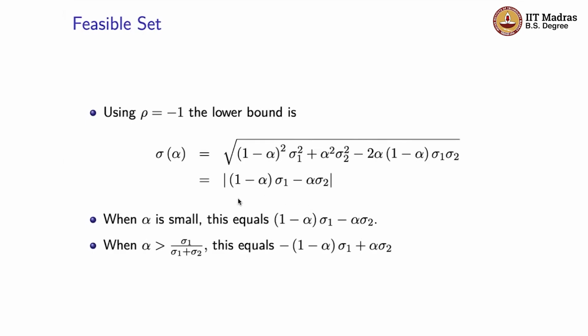Now, when alpha is small, this term is positive, (1 minus alpha) sigma 1 minus alpha sigma 2. And as alpha's value increases, once it crosses sigma 1 by sigma 1 plus sigma 2, this term becomes negative. And so this sigma ends up looking like this. To make things easier, think about alpha as being between 0 and 1. You are looking at the different extremes, and at some point, this sign is going to flip. And so you end up looking like this, okay?